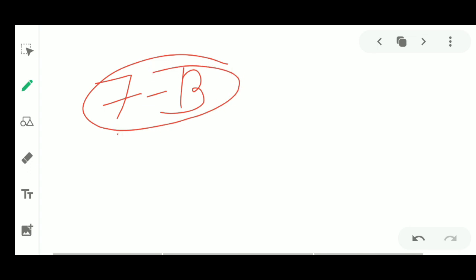Clear? So homework for today is exercise 7B.